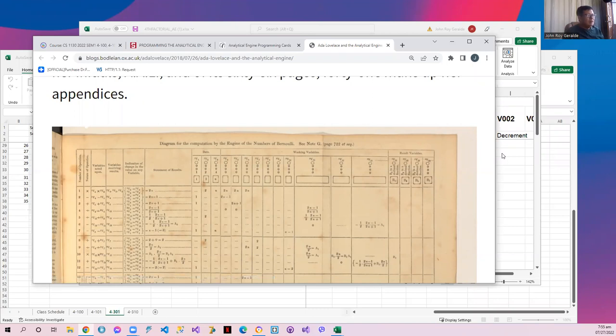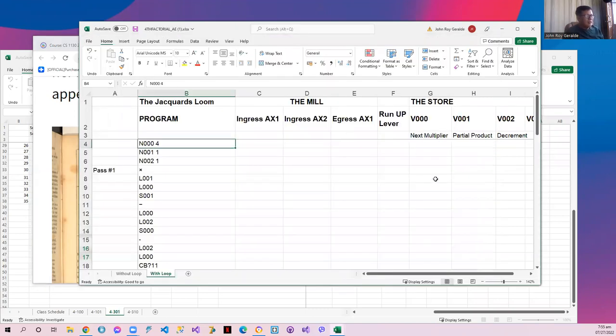Do you follow? So in our case, our result variable is the partial product. Our working variables will be V001 and V002. Do you follow? And then we have our source code here. Then we have the mill, the status of the mill: ingress axis 1, ingress axis 2, egress axis 1, which is the only one there, and the run-up lever. We are going to trace this so that we can trace the looping. Any questions so far? So N004, what will happen to V000?